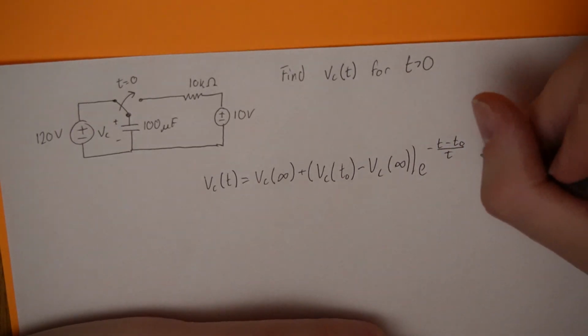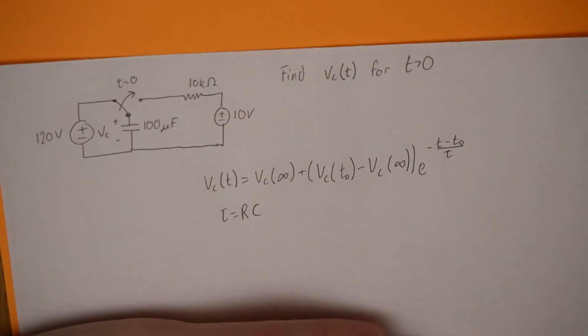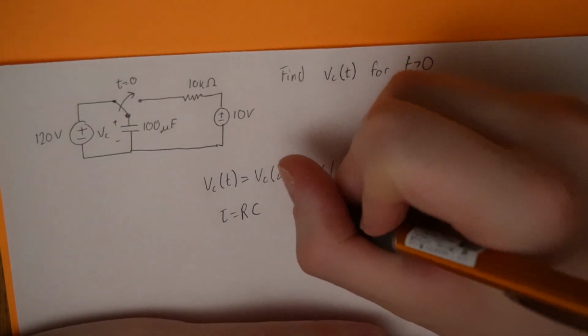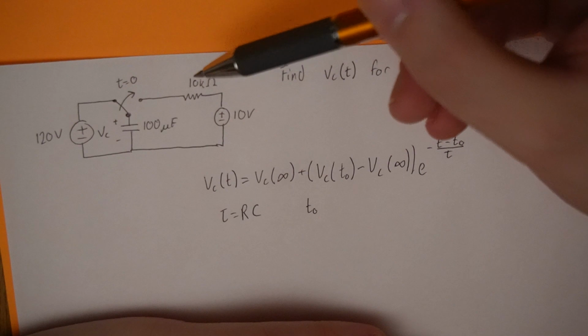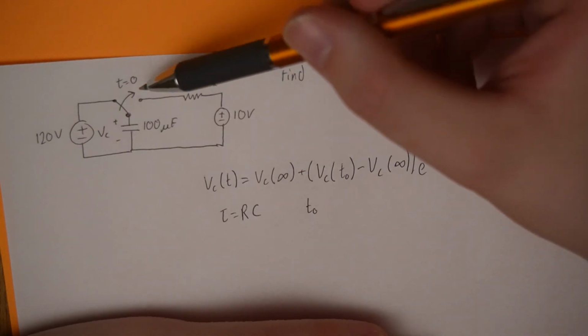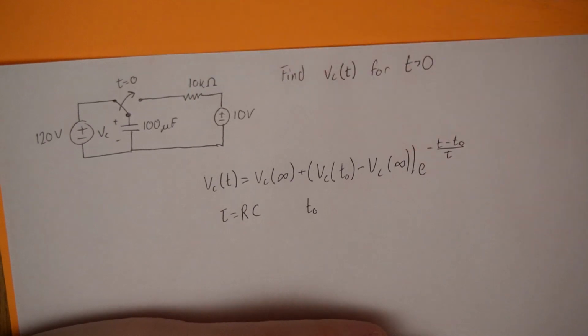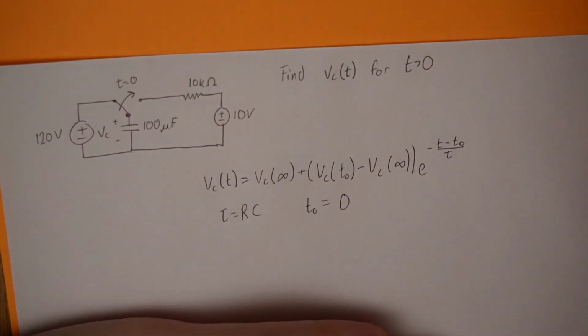Important things to know: tau is equal to RC, and it's dependent on the structure of our circuit. T0 is a switching time. So when does the switch activate? Because in some problems, your switch might not switch at time 0, which will cause you some problems in your math. So T0 in this problem is 0, so it makes it a little bit easier on us.